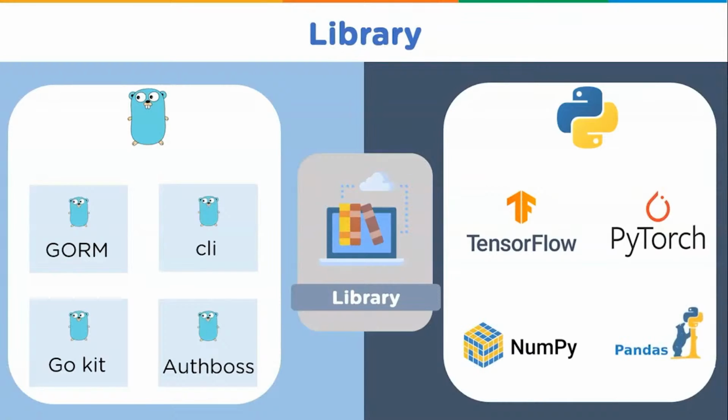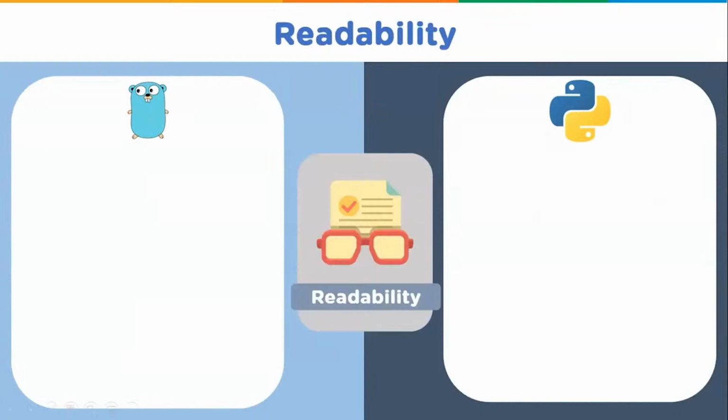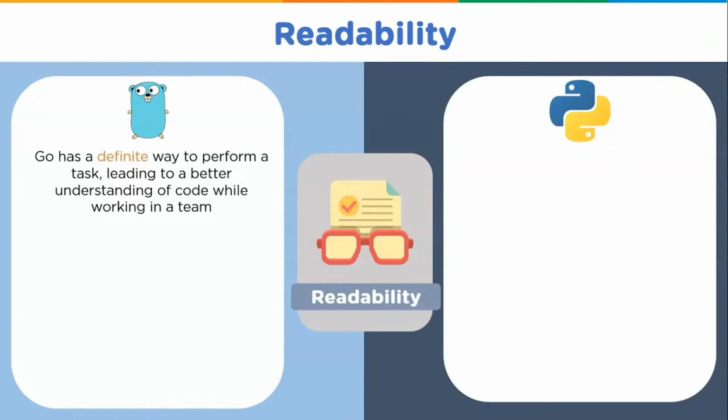Now, let's get to the next point of comparison, that is readability. While developing software, you will generally work as a team with tens or even hundreds of other developers. At such a time, code readability is the major factor to consider. Golang has strict programming rules. It doesn't allow unnecessary variables to be defined or unnecessary libraries to be imported. This implies a definite way to perform a task, leading to a better understanding of code while working in a team. Golang syntax is not friendly to beginners, but it's not as unforgiving as C or C++.